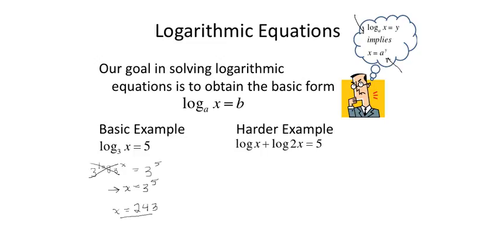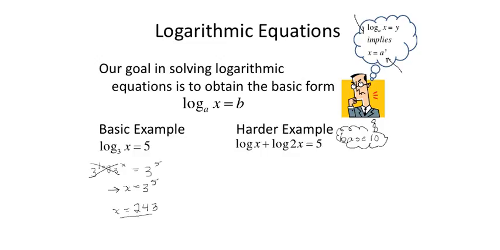So that's not bad. Here's a little bit of a harder example. Let's say that we have the logarithm of x plus the logarithm of 2x equals 5. Now we don't see a base written, therefore that base is considered to be 10, because it's a common logarithm, base 10. So we keep that in mind here.